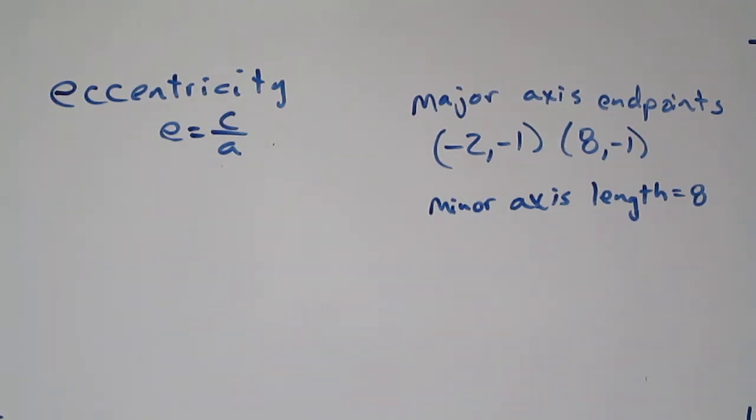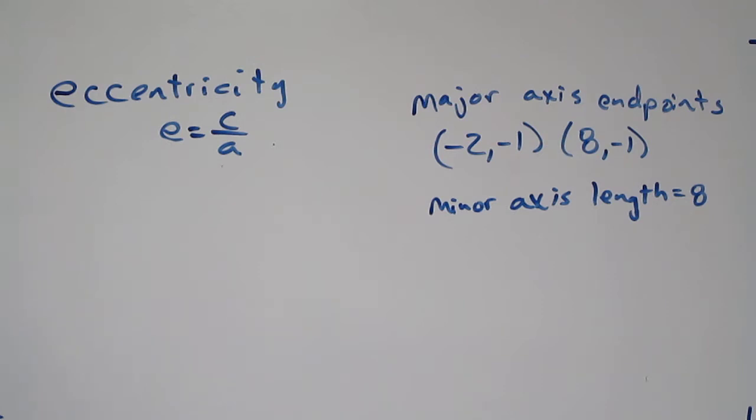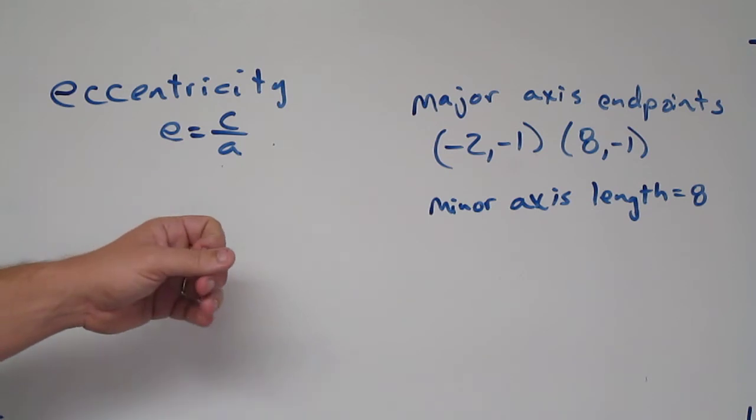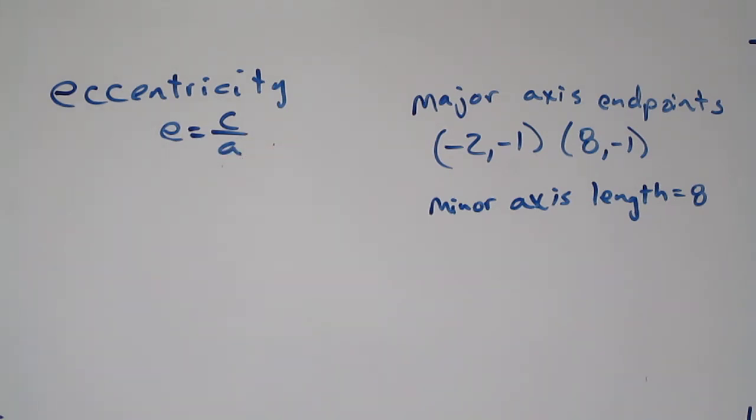All right, I'm going to do an example from a different perspective, but first I want to define something. Eccentricity is defined as the value c over a, so the distance from the center to the focus over the distance from the center to one of the endpoints of the major axis.